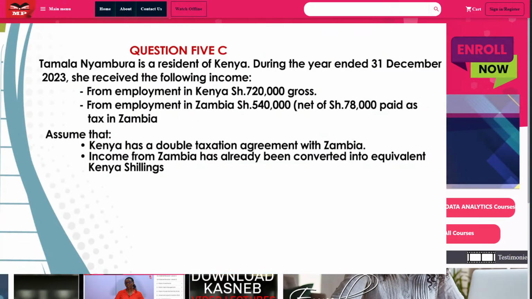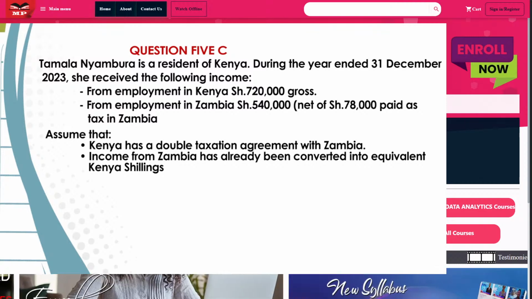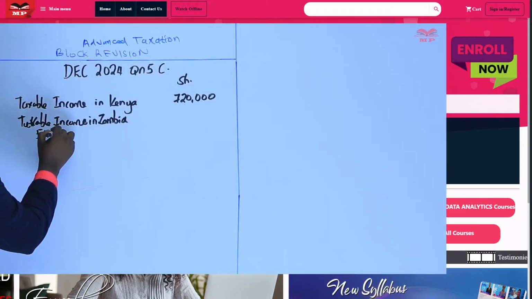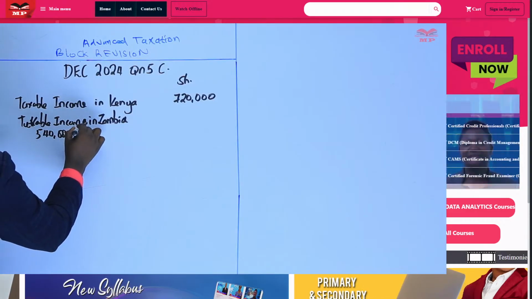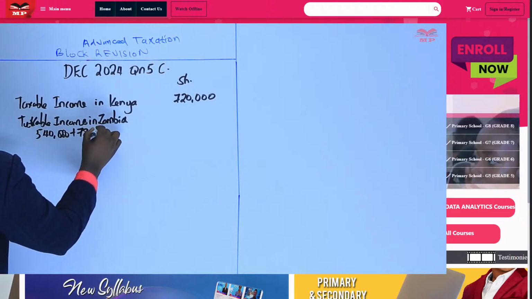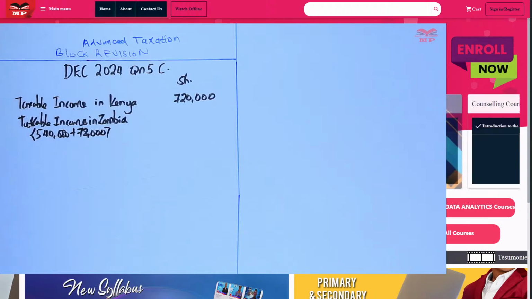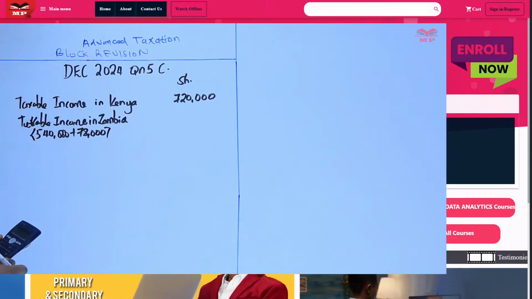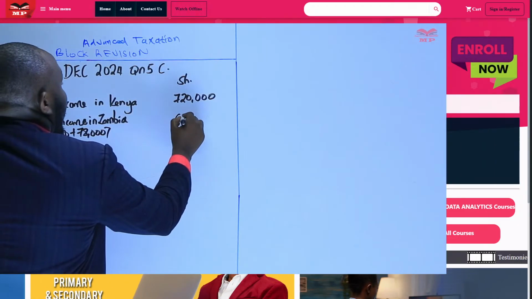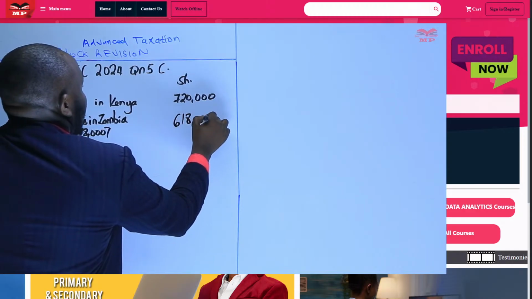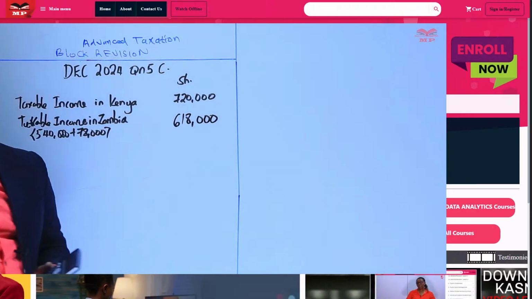So look at the figure for Zambia. We're given a net figure of 540, net of 78. So we need to get the gross figure. Getting the gross figure, we have 540,000 plus 78,000. When you add those two, that gives us a figure of 618.